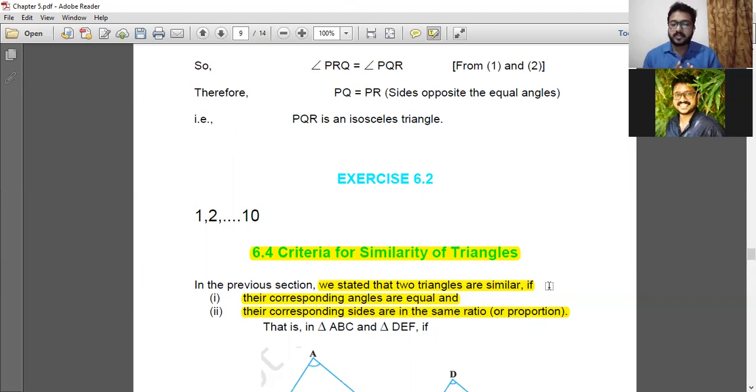So what were the conditions for the similarity of two triangles? Both these conditions. First of all, corresponding angles of these two triangles should be equal. Along with that, corresponding sides of these triangles should be in the same ratio, or proportion. So both these conditions should exist simultaneously. Then only we can say that these two or any two triangles are similar. Clear?